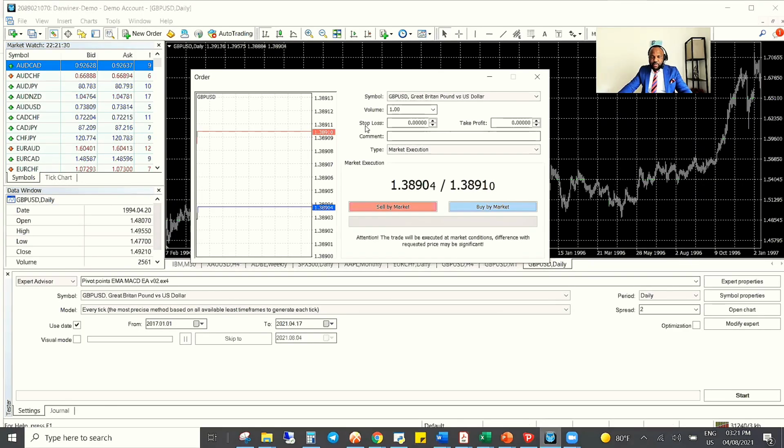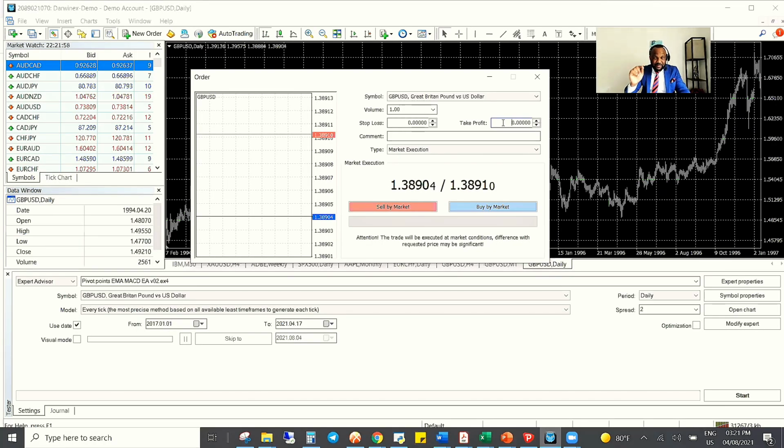Watch, see stop loss. Can you see stop loss here? See take profit here. If I click buy now, it will enter a buy for me at the current price of this asset. Now, this stop loss and this take profit, I am the one that is required to input the price that I want to exit as take profit.